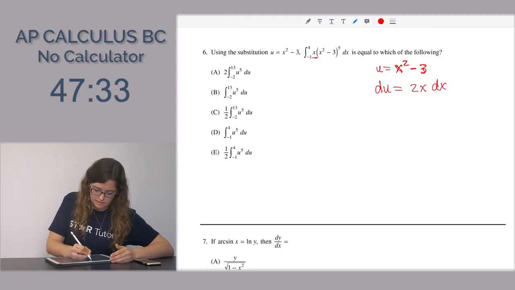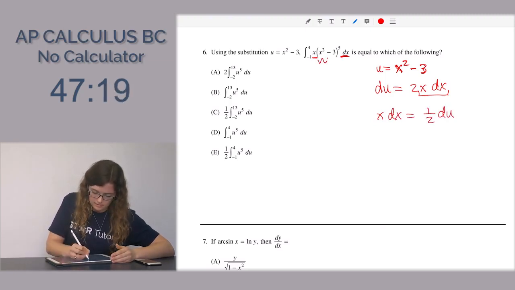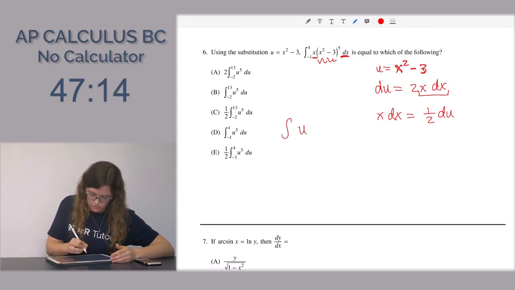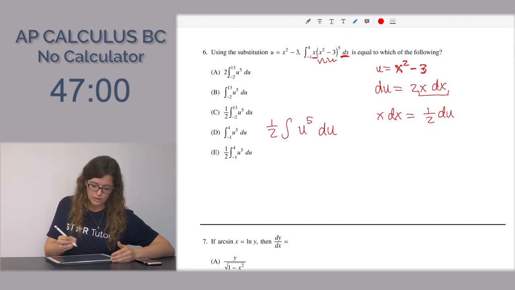So in particular, I see in my integral I have this x dx. That means I need to solve for x dx in my expression for du. So I've got x dx, I would just have to divide by this 2. So I get 1/2 du. And then this is just going to be u to the 5th. So I've got the integral of u to the 5th times 1/2 du. I'm going to write the 1/2 on the outside. And then I have to remember to change my bounds. Instead of integrating with respect to x, now I'm integrating with respect to u, so I have to change my bounds.